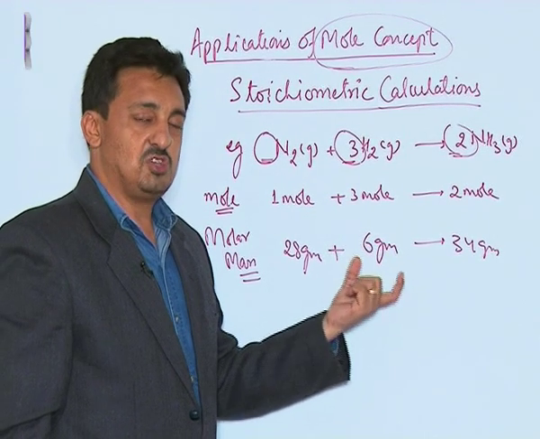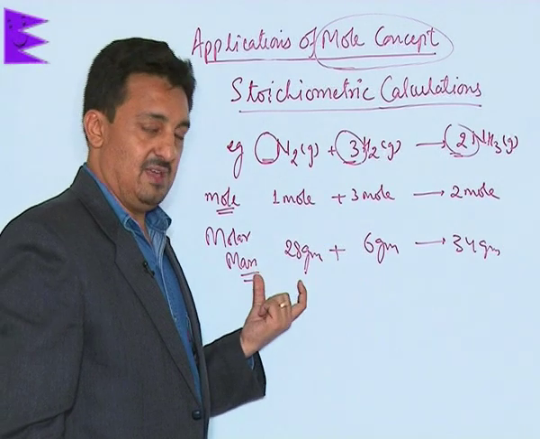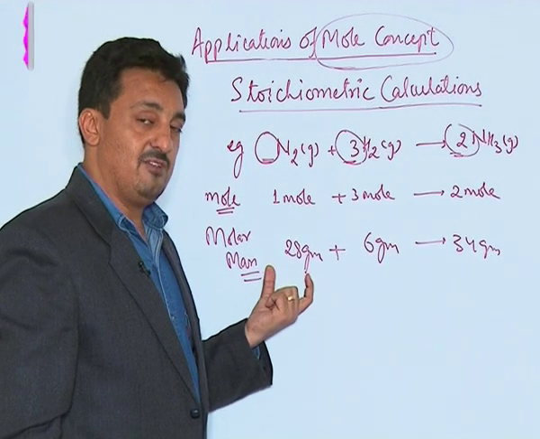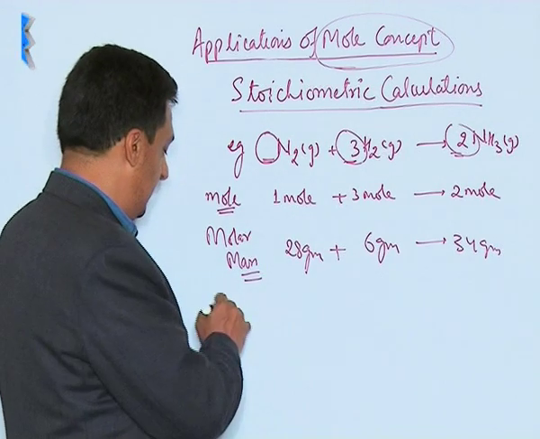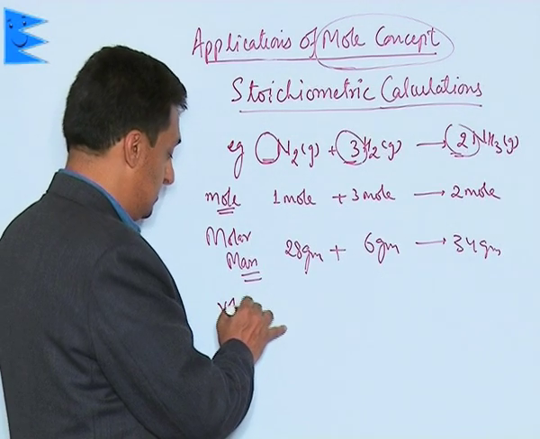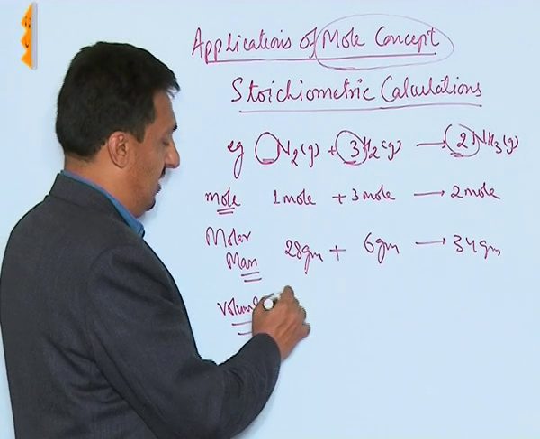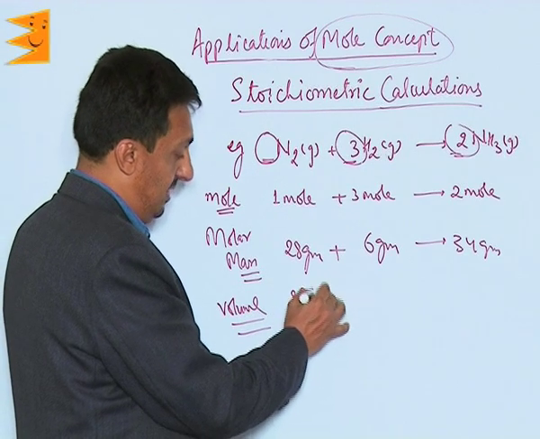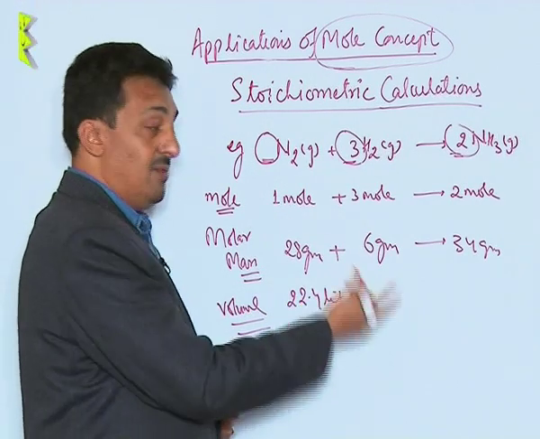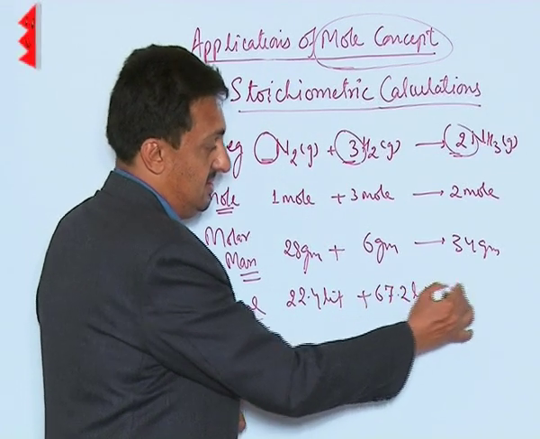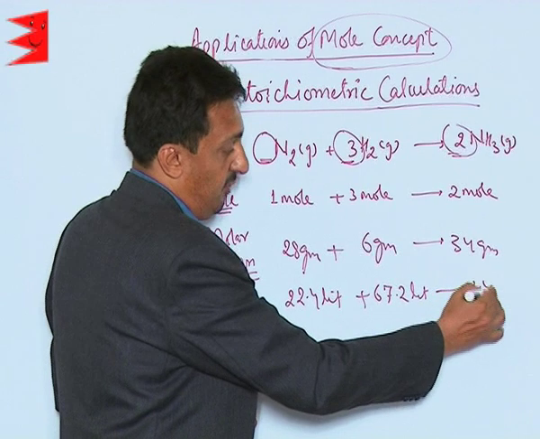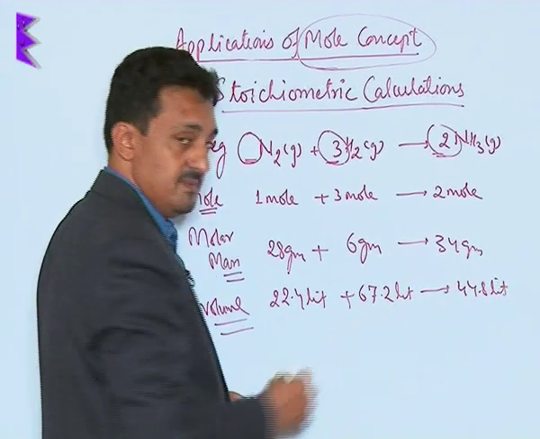6 grams. How much mass of nitrogen is required? 28 grams. Or how many moles of nitrogen are required? 1 mole. We can convert the same thing in terms of volume also. 1 mole of nitrogen is 22.4 liters, 3 moles of hydrogen will be 67.2 liters, and 2 moles of ammonia will be 44.8 liters.